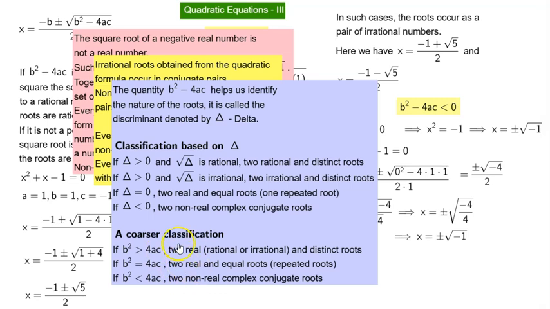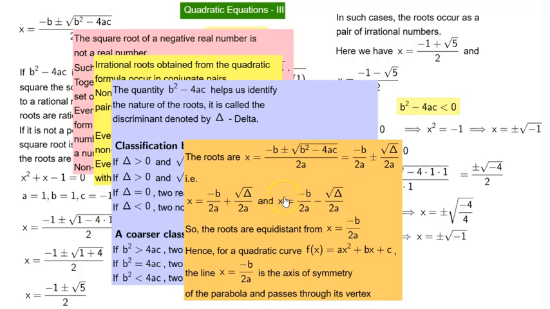This is another way of looking at this. Instead of looking at b square minus 4ac, think of it like this. If b square is greater than 4ac, then it's going to be a positive number. If it is equal, they both cancel out and we get 0. Square root of 0 is 0. So two real and equal roots. And if b square is less than 4ac, what happens? We end up with a negative number. So two non-real complex conjugate roots.